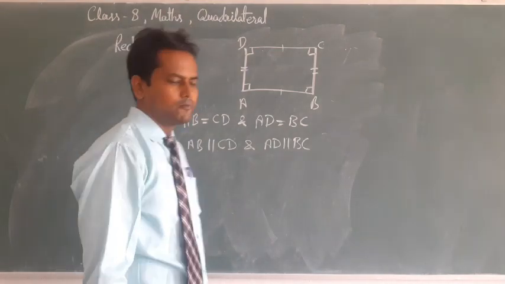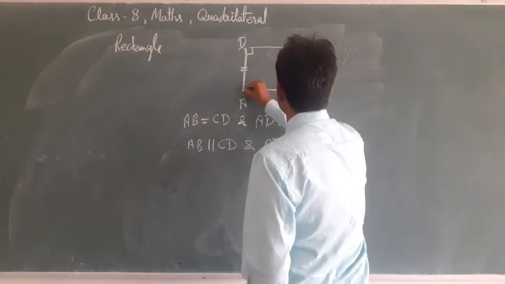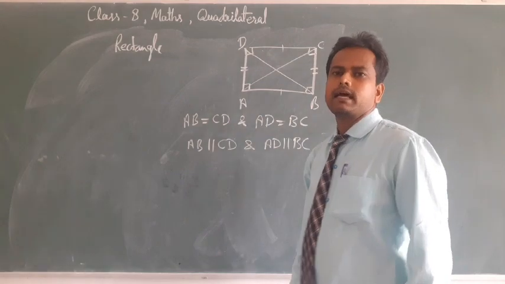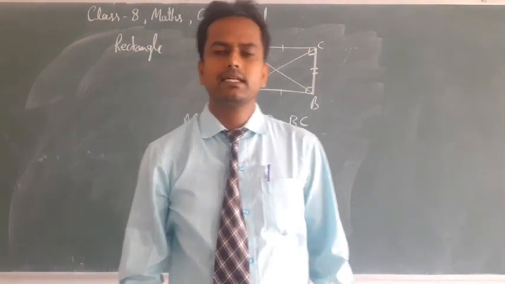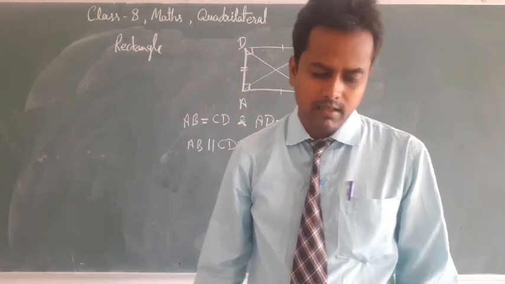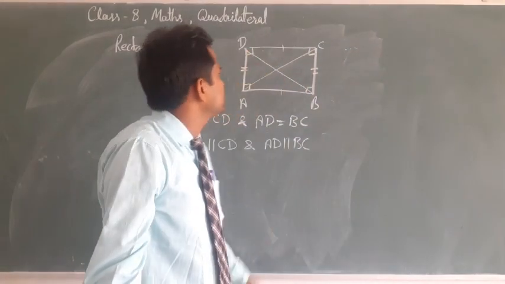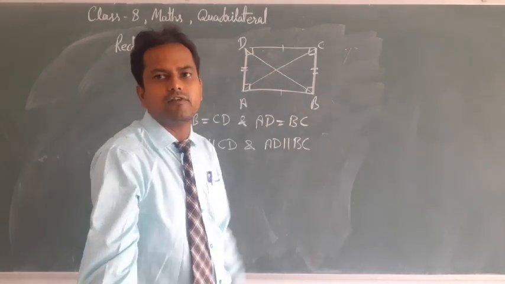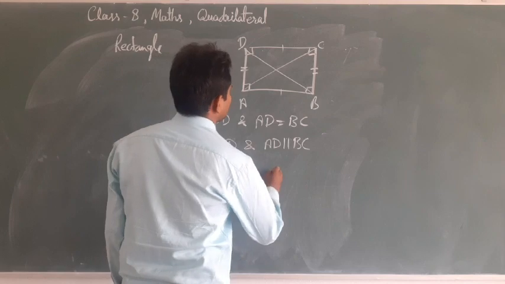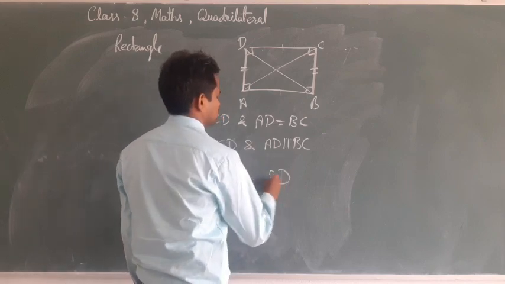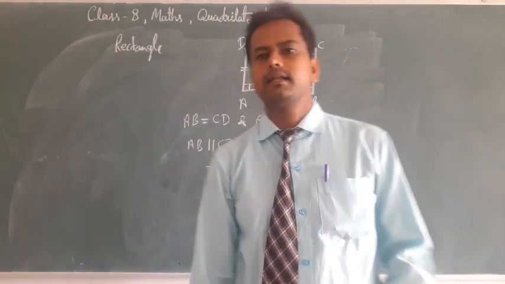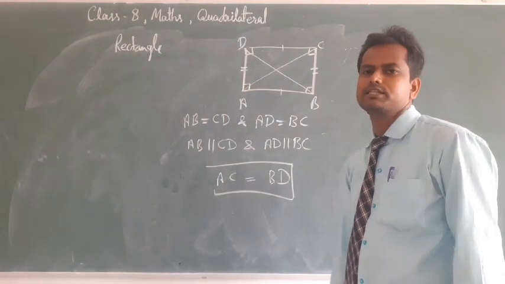Got it? Now, if I am talking about the diagonals of a rectangle, so always remember, diagonals of a rectangle bisect each other, and diagonals of a rectangle are also equal. It means AC is equal to BD. So always remember, diagonals of a rectangle are equal and bisect each other.